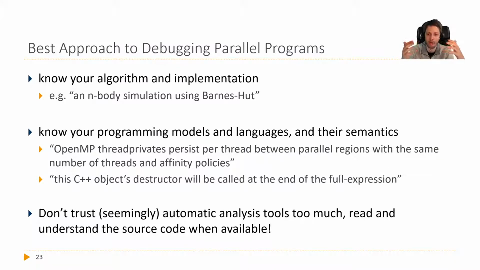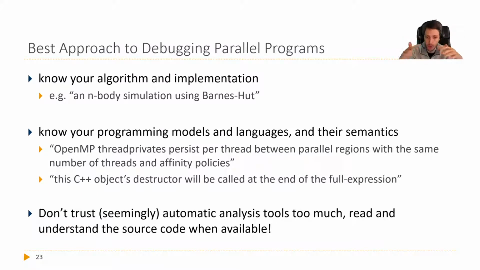Next, also know your programming models and your languages, and especially their hidden semantics. For example, one of the more complex ones, at least in the scope of this lecture, you have the threadprivate clause in OpenMP. For threadprivate variables, the data persists per thread between parallel regions, if the parallel regions are executed using the same number of threads and the same affinity policy, in this case static. If I have one parallel region and a second parallel region, then the threadprivate data per thread will survive these parallel regions, even if between the parallel regions you can't access the threadprivate data because you only have the master thread. This is something you need to know about OpenMP. You might run into this at some point.